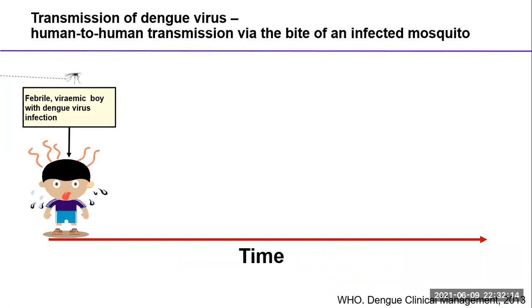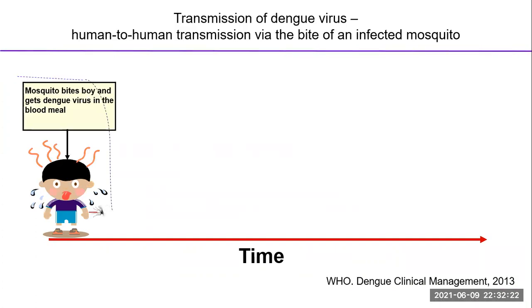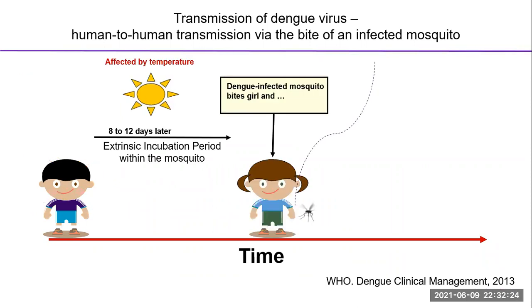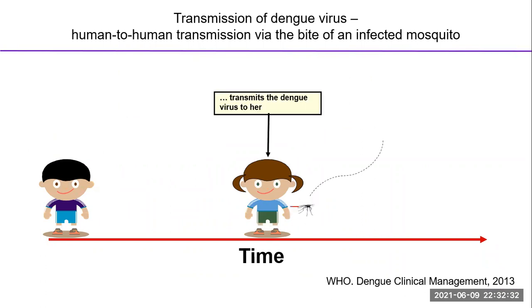So the transmission of dengue could be seen as follows. First, a febrile viremic boy with a dengue virus infection is bitten by a mosquito. And then the dengue virus incubates for 8 to 12 days inside the mosquito. Then this dengue-infected mosquito can bite another person and then transmit the dengue virus to her.